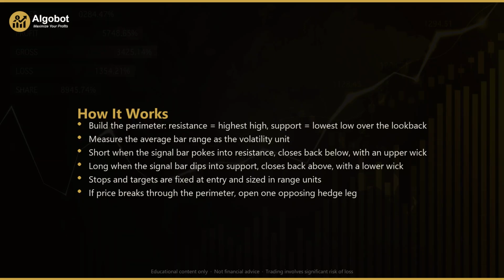Finally, the hedge. A rejection trade is wrong precisely when the level actually breaks. So if price pushes through the perimeter by a set multiple of the range while a primary trade is live, the strategy opens one opposing position in the breakout direction at a larger volume. Now both legs are open at once. The primary stop caps the fade, while the hedge follows the very move that went against it. Only one hedge is allowed per primary, and both legs carry their own fixed stop and target.